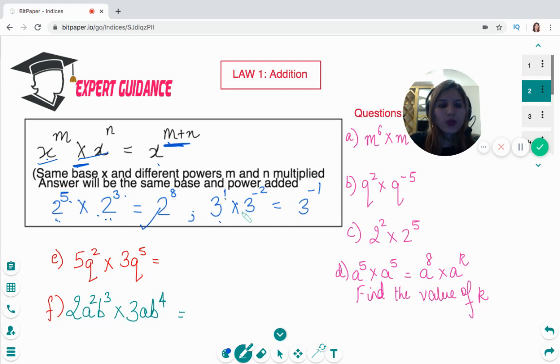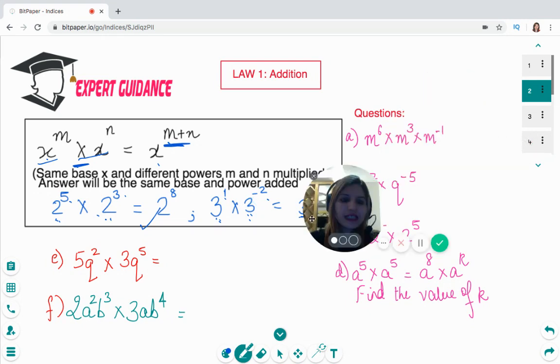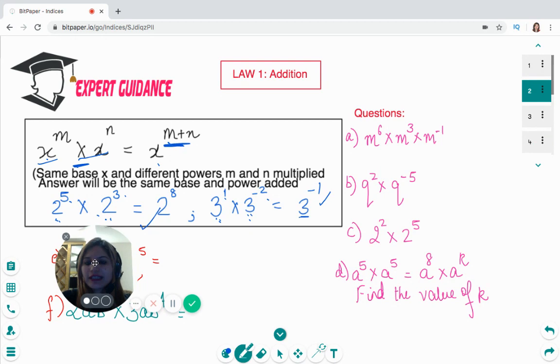Let's do another example. 3 to the power 1 times 3 to the power minus 2. They both have the same base, but the indices are different and they're getting multiplied. So we'll add the powers: 1 plus minus 2, which is minus 1. So 3 to the power minus 1 will be the answer. Okay, so I hope this is clear to you. Now let us do some example questions of this.